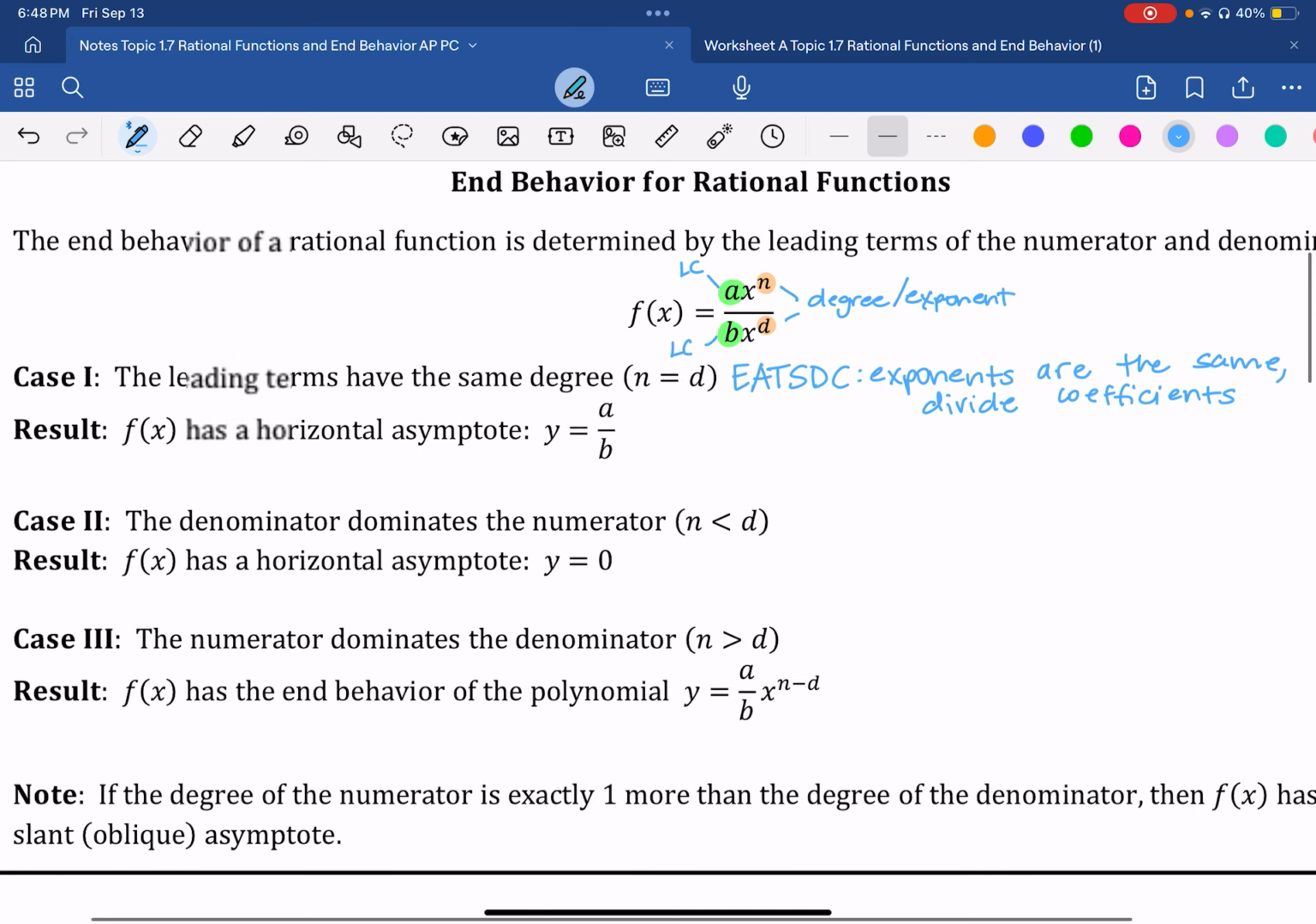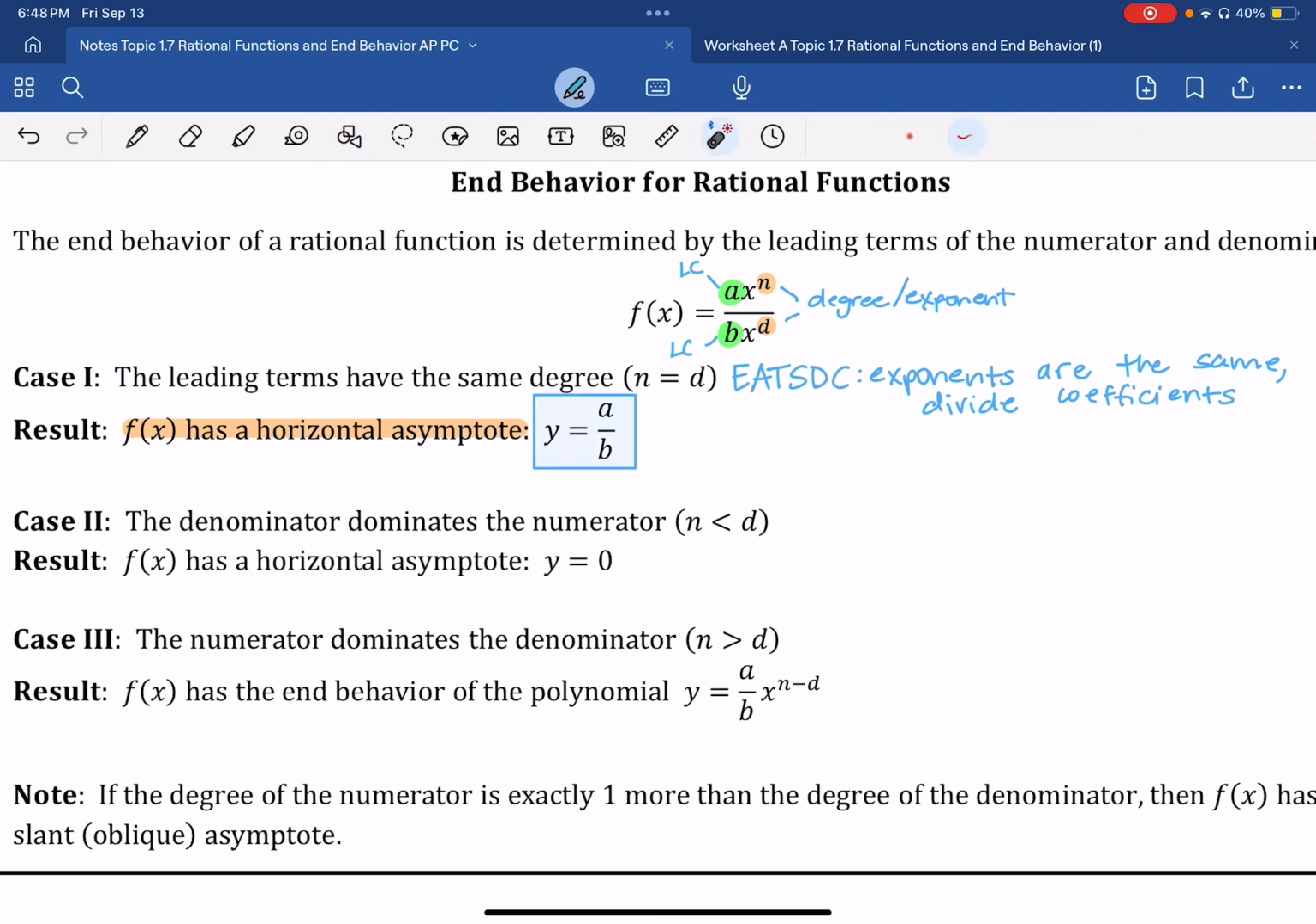Okay, so for this case, you do have a horizontal asymptote, and the equation of that asymptote is y equals a divided by b. So in this case, let's say that the degrees were both to the power of 3, then all you would do is grab the leading coefficients and divide them. Okay, so for example, if we had 7x squared divided by 8x squared, the horizontal asymptote would be at 7/8. Okay? Don't forget the y equals.